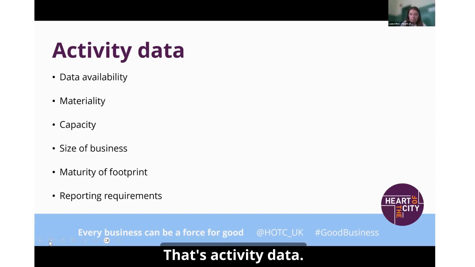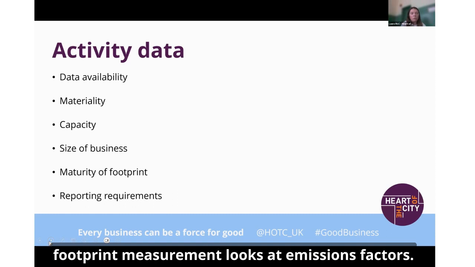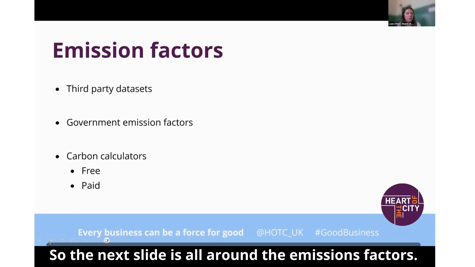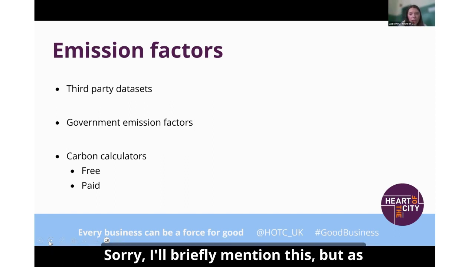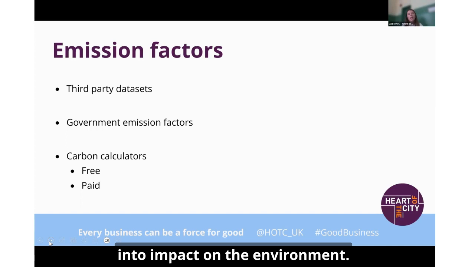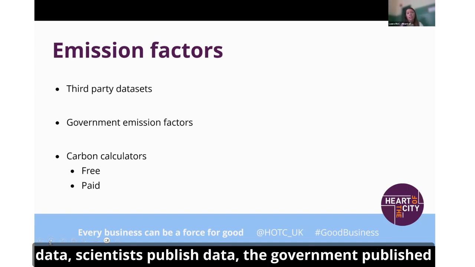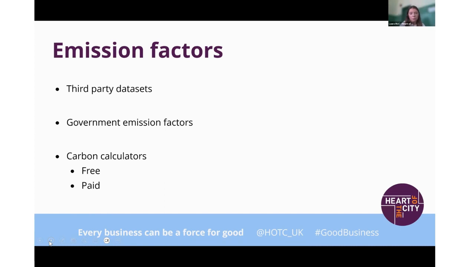So that's activity data, and the second part of that equation of your carbon footprint measurement looks at emissions factors. So the next slide is all around the emissions factors. I'll briefly mention this, but as mentioned, they're numbers that convert your activity into impact on the environment. They're normally centralized bits of data that are published. You can find them online. Institutions publish data, scientists publish data, the government publish data, and it's all online.